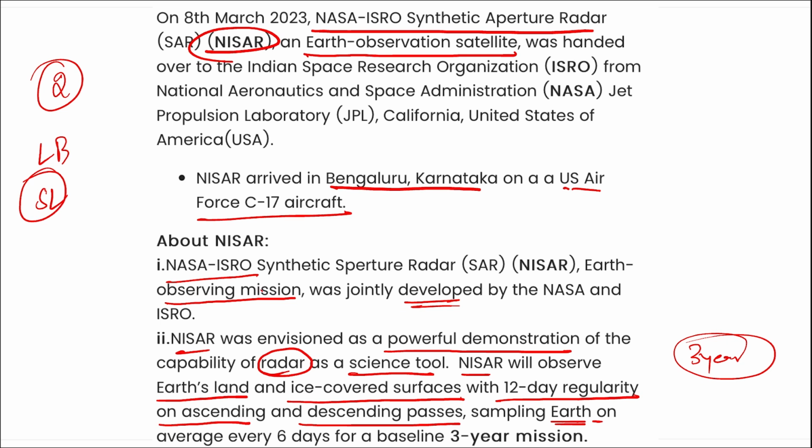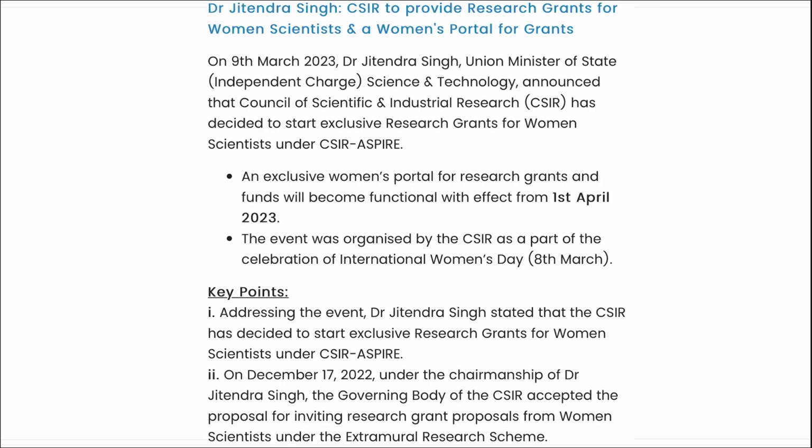Next, who is the administrator of NASA? Bill Nelson. Headquarters is in Washington DC. Next is Dr. Jitendra Singh. Dr. Jitendra Singh of CSIR to provide research grants for women scientists and a women portal for grants. I repeat, CSIR will be providing research grants for the women scientists who want to do various research in the field of science. For them, various research grants have been launched.